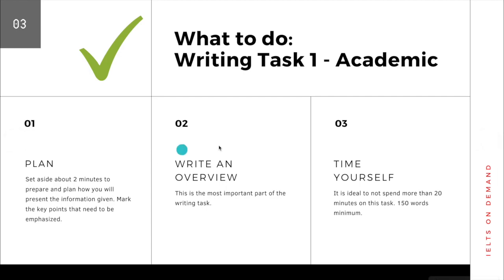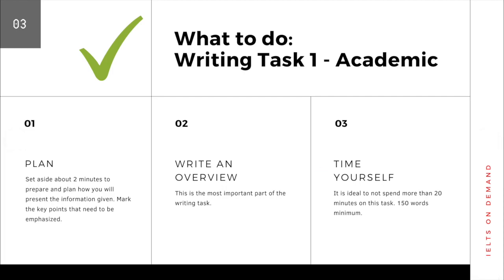And the third is to time yourself. It is very ideal for you to spend about 20 minutes on this task. However, this is not a rule, this is just a suggestion. Of course, you can spend more time if you want to, but that is not advisable. What I would advise is that if you can, try to go below 20 minutes. 15 minutes would be more than enough for you to finish writing task 1.